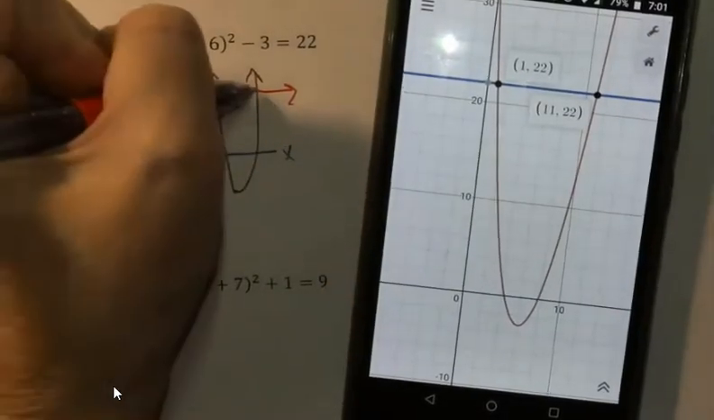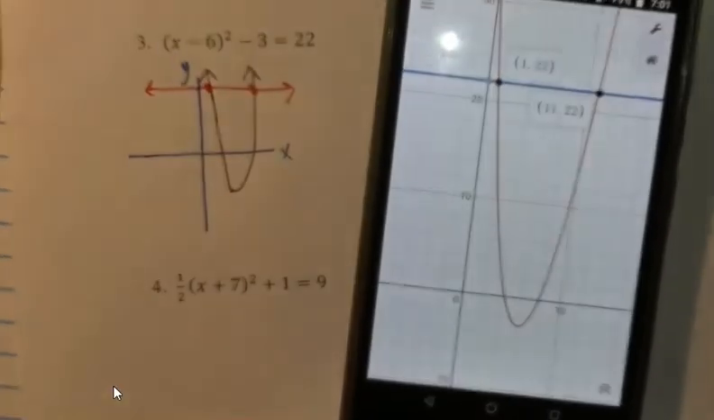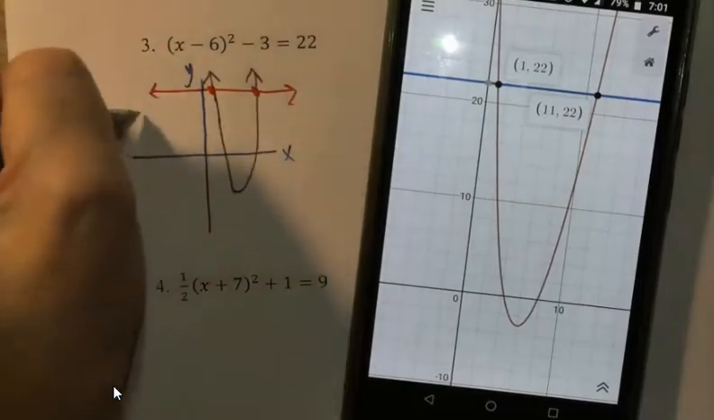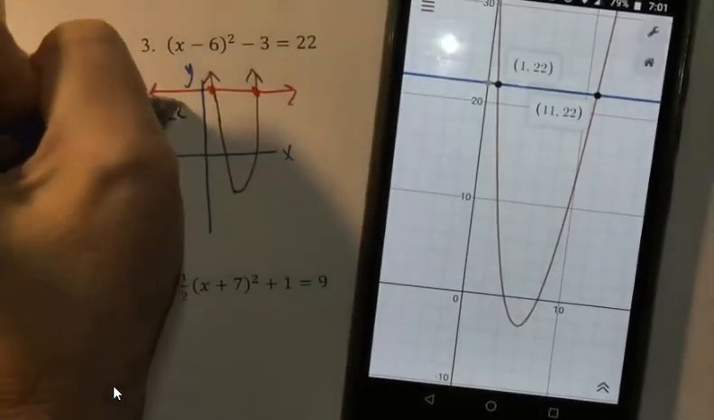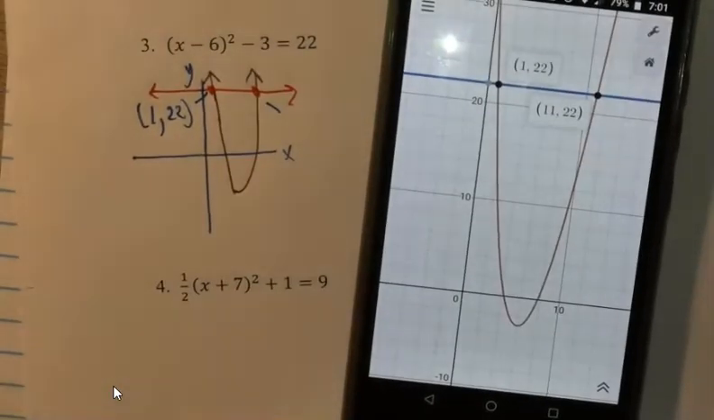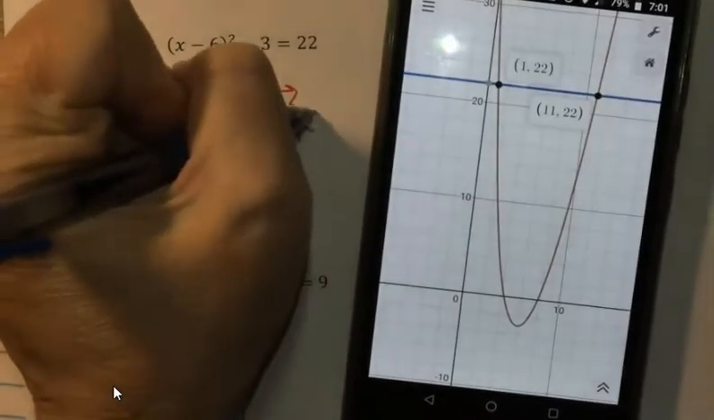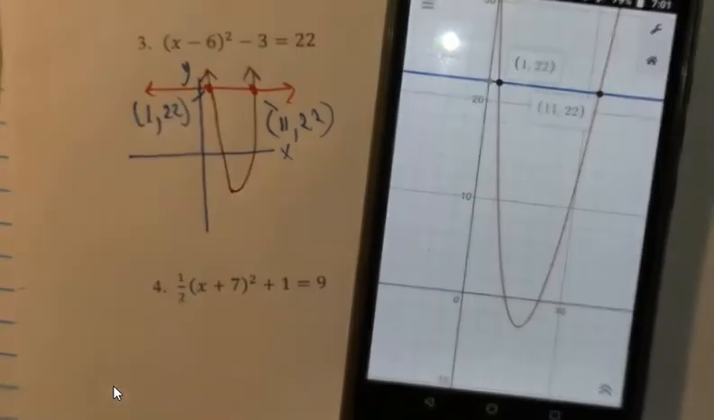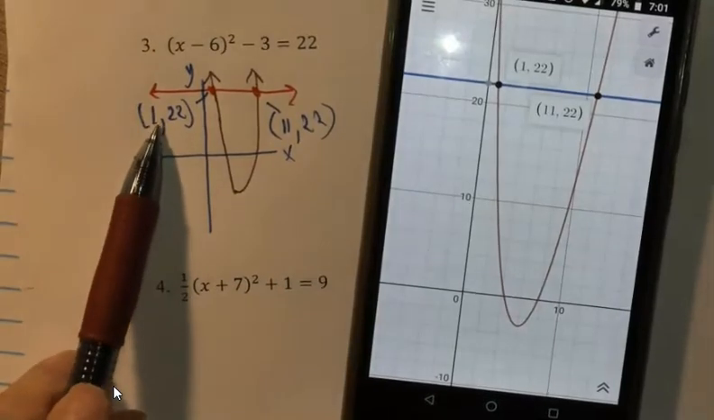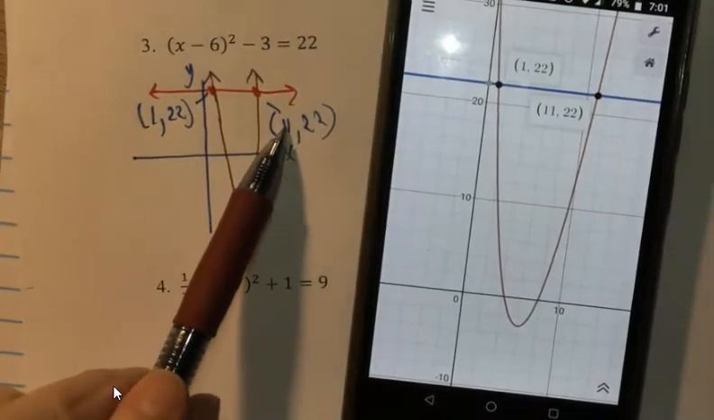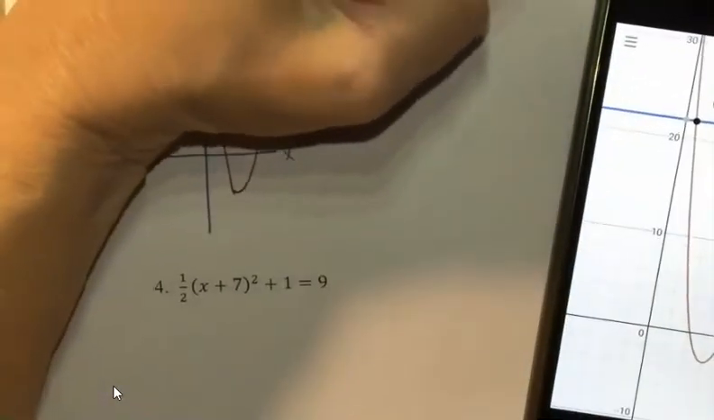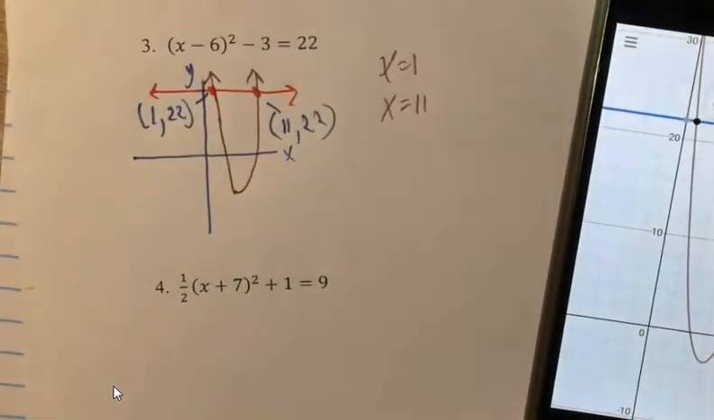So let's label these 2 points of intersection because that's where I'm going to find my solutions. So the first point of intersection is (1, 22). So that's that one. And then this point of intersection is (11, 22). And that's telling me that the two solutions to this equation are x is equal to 1 and x is equal to 11. So let's write both of those down. X equals 1 and x equals 11.